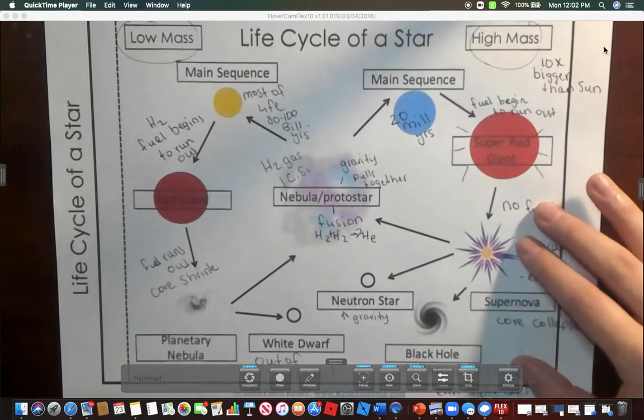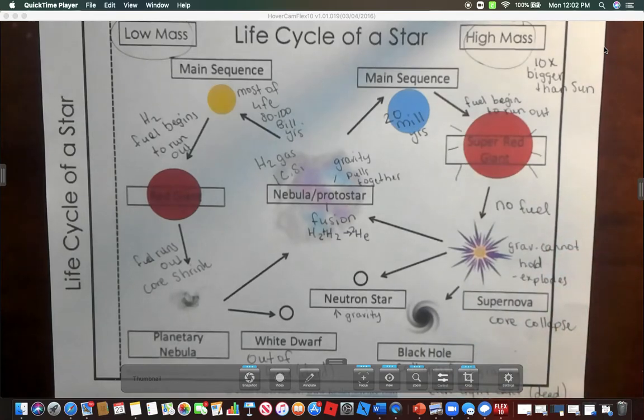Okay, so I hope that this quick video helps you guys understand the life cycle of a star better. Please don't do the life cycle of a star task card questions until you have viewed this video. I don't want you guys to go on there and guess. I don't want you to Google or Siri the answers. I want you to look at this and understand it.